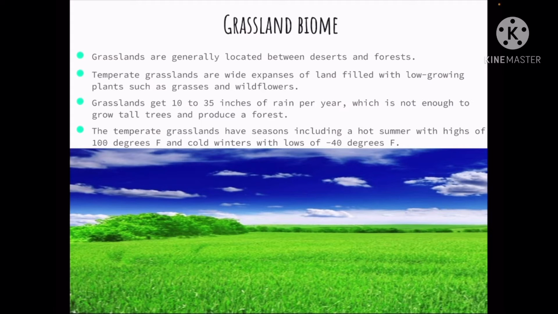a forest. So grasslands have very short grasses, and they don't grow into forests due to the lack of rain. The temperate grasslands have seasons that include a hot summer with highs of 100 degrees Fahrenheit and cold winters with lows of negative 40 degrees Fahrenheit.